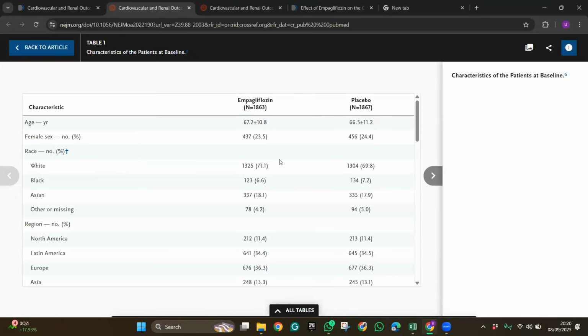For example, in this study, our intervention group is empagliflozin, right? And our control is placebo. So you should make sure that the rest of the 9 studies should also have empagliflozin as the intervention. And your control group, it doesn't matter. It can be placebo or any other drug other than placebo, right?